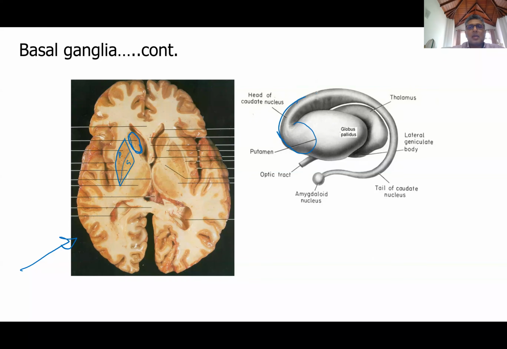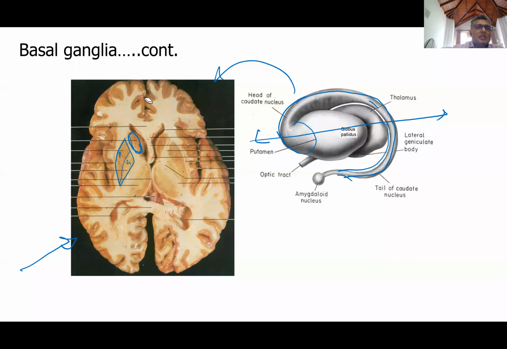Since it has a body and a tail, it's a very three-dimensional structure. So when you take a section like this, you will only cut through the head here. You will not cut through the body because it's at a higher level. You might be able to cut at the tail somewhere here, which you can't recognize. So it's the head that you see clearly in that appearance.